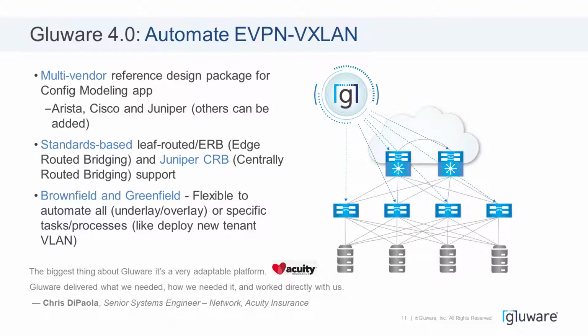When you modify or add a VLAN in Juniper CRB, you have to modify every leaf node as well as every spine node, which can be dozens of lines of config per device. So they were struggling with scripting it. They wanted a more intelligent way, and they wanted a way to be programmatic and interact with Gluware even via API. And in this case, they wanted Gluware just to automate the tenant network side and not touch the overlay.